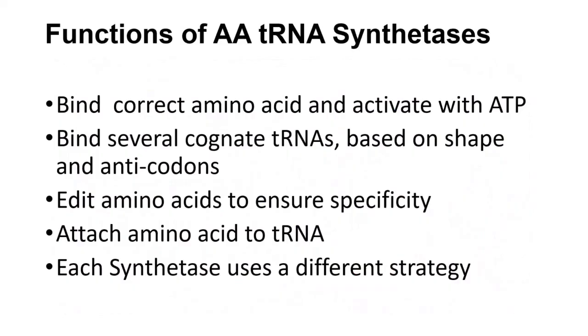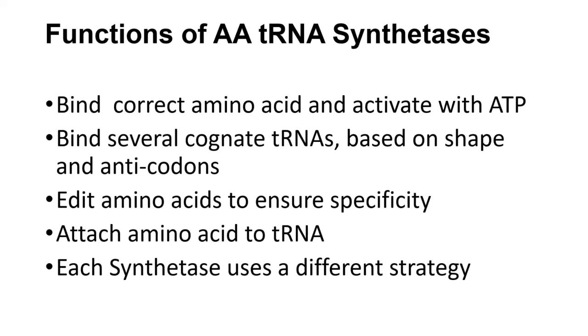One of the key enzymes in this process is called amino acyl tRNA synthetase. There are 20 of those, one for each of the 20 amino acids, and they are very complex enzymes with a whole range of functions. They have to bind a particular amino acid and activate it with ATP. They also have to bind several cognate tRNAs, the ones that fit the correct amino acid, and that's done based on the shape and the anticodons on the tRNAs. They have to edit the amino acids to make sure they're specific. They attach the amino acid to its correct tRNA, and each one uses a different strategy to accomplish all this.